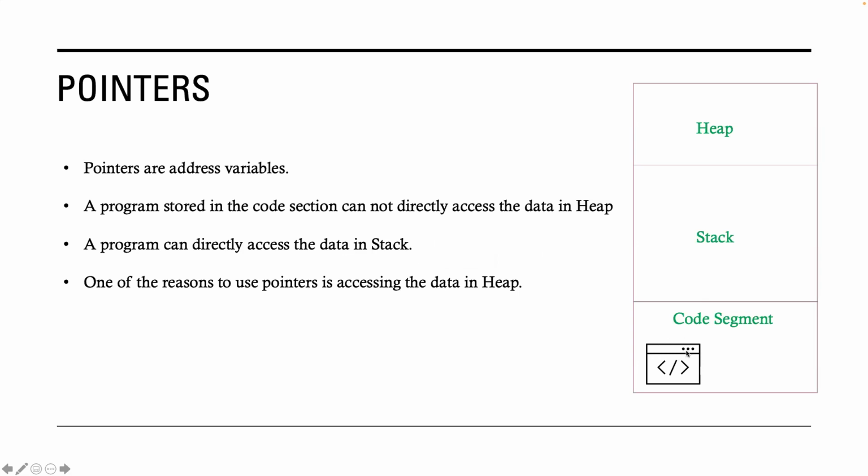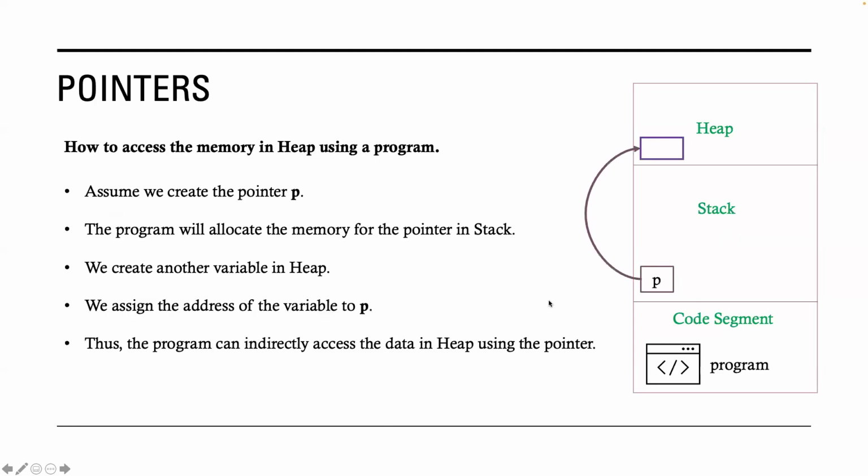We know that the code, or the program, is saved in the code segment. However, those programs cannot access the data in heap. It can directly access the data in stack, but it cannot directly access the data in heap. Therefore, the programs use pointers to access the data in heap. So that is one of the major reasons we are using pointers.